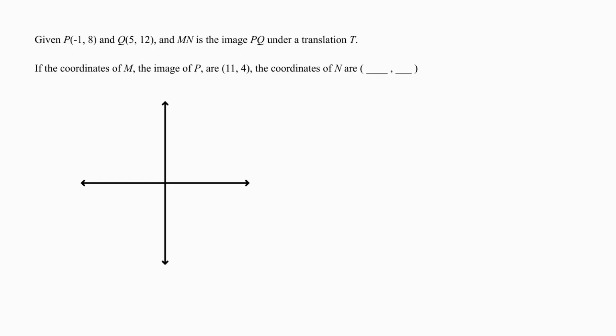Alright, let's take a look at this geometry question. It's all about translations, which is just another word for sliding a shape across a grid without turning it or changing its size. First, let's look at what we are starting with, the pre-image, and where we ended up.